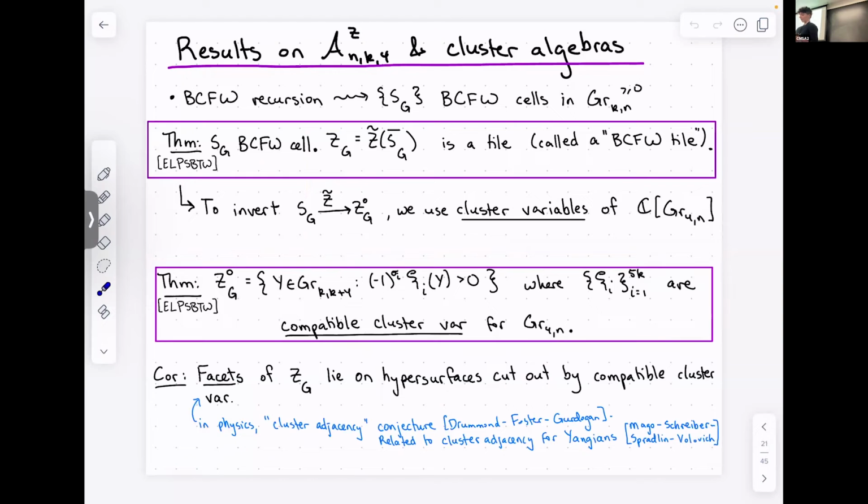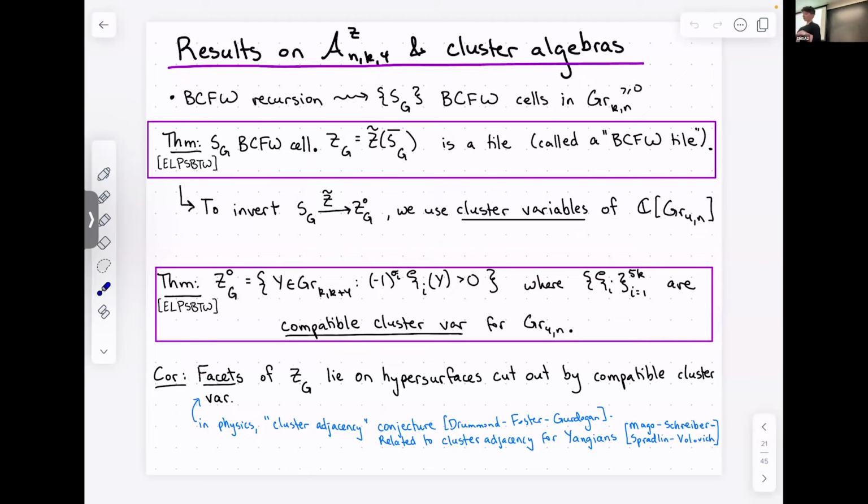Okay. Right, and I'll just say, we can give semi-algebraic descriptions of the tiles using compatible cluster variables. One thing that implies is one of these cluster adjacency conjectures. I think it was the tree level cluster adjacency that Mark talked about yesterday.